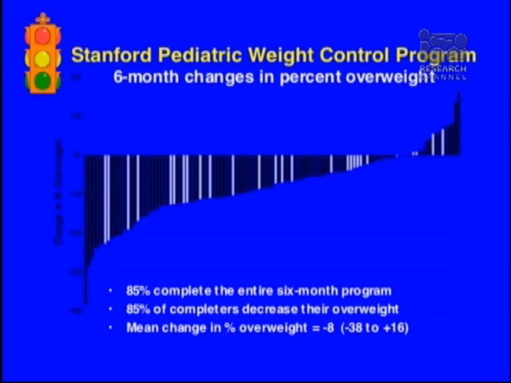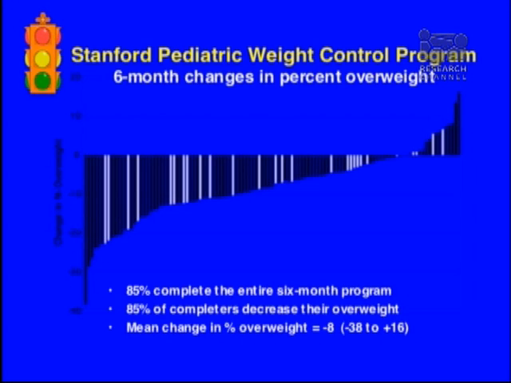The remarkable thing is that by applying these principles, first of all, it's a 6-month program that meets weekly. About 85% complete the entire 6-month program, which is almost unheard of for any of these types of programs. In many programs, you have about a 50% dropout rate as early as the second visit or the second month. And the other thing is that about 85% of those who complete it actually do decrease their overweight, so decrease their weight adjusted for their height.